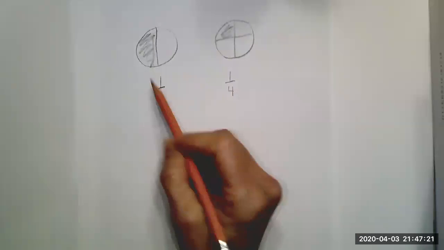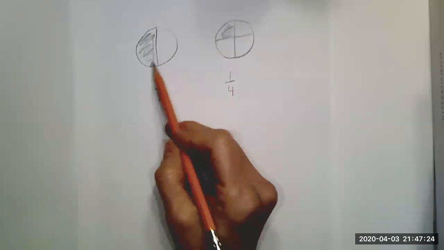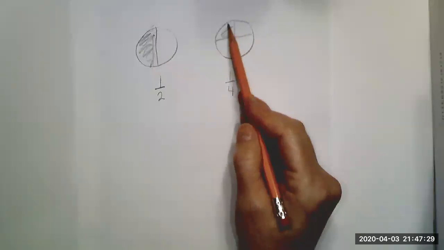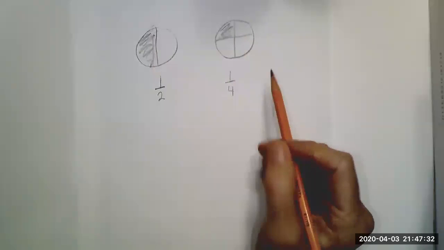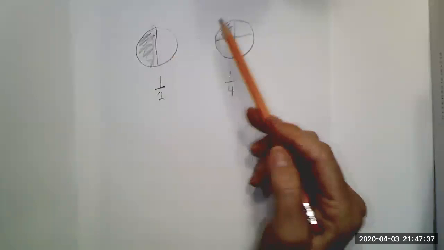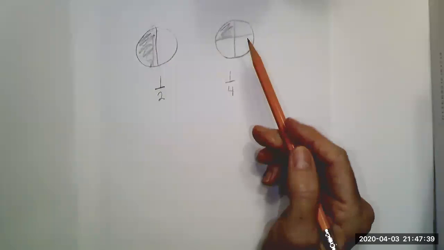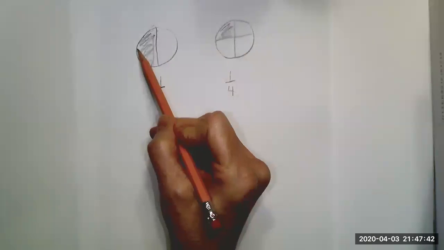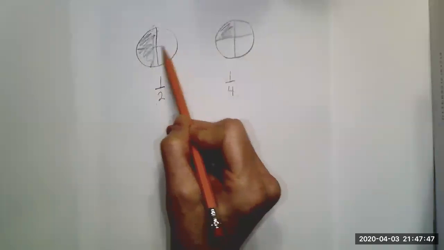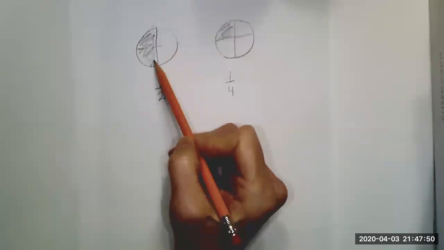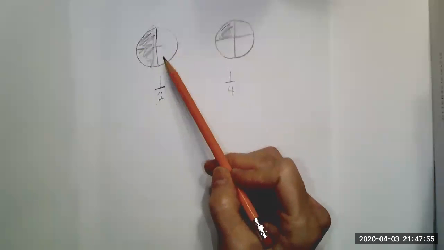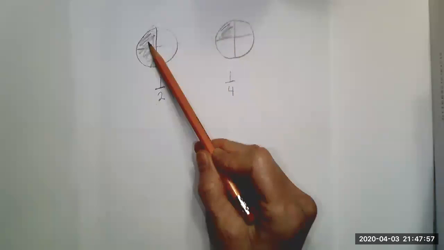the bottom number is how many pieces it's been cut into, and the top number is how many pieces you have. Well, it seems difficult to add these together because they're not the same size. But if this pie had been cut also into 4 pieces, it'd be easier to determine that you have 2 of 4 pieces. And then when you wanted to add it together, you'd have 2 fourths plus 1/4. That's 1, 2, 3/4.